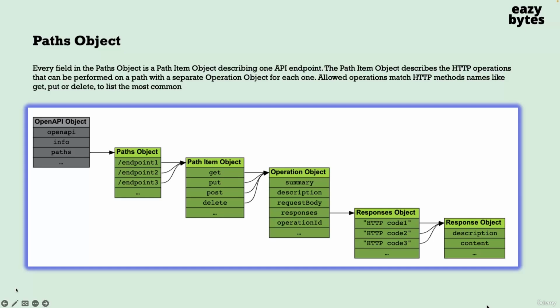We just did not use the operation ID. I will discuss operation ID towards the end of the course. The purpose of operation ID is to give a name to your entire operation object. It has some significance when you generate server-side code with the help of the OpenAPI specification. So we can discuss that when we discuss code generation with the OpenAPI specification.